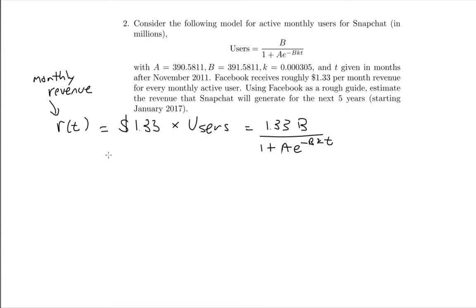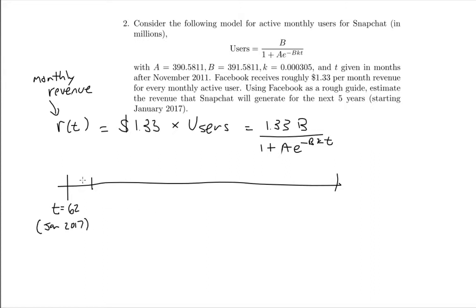In order to calculate the total, of course, the revenue is changing as t changes. Every minute, every second, every nanosecond that goes by, the monthly revenue changes. So what we're going to do is divide up the next 5 years into different time intervals. This would be, say, the month January 2017, which is 62 months after November 2011. So we're going to start out at t equals 62. This is January 2017.